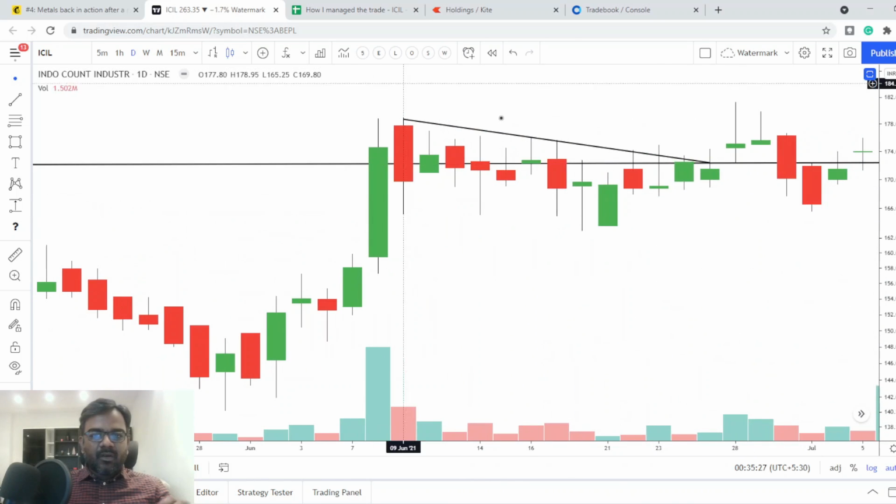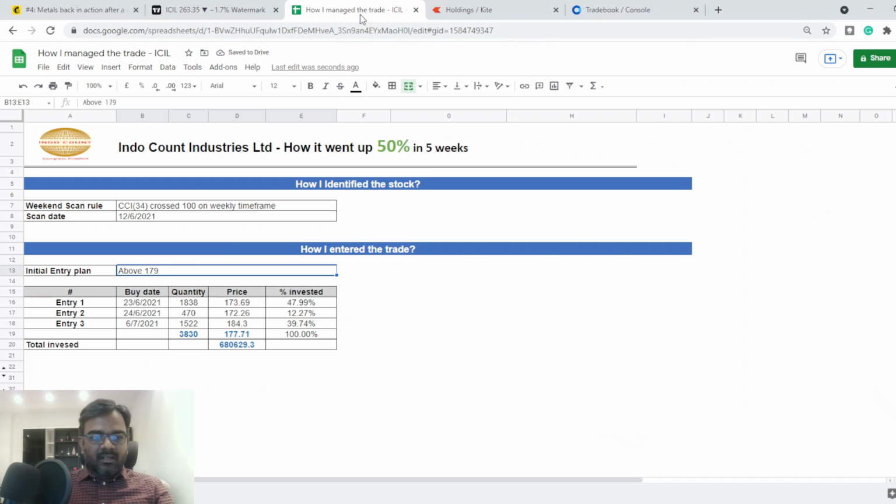So what I did on the 23rd of June, instead of having an entry at 179, I entered much earlier. Here, if you see, on the 23rd of June, I entered around 173.69. Now I will be showing my trade book where all the trades have been executed. So if you want to see that, hang on before I finish the analysis part.